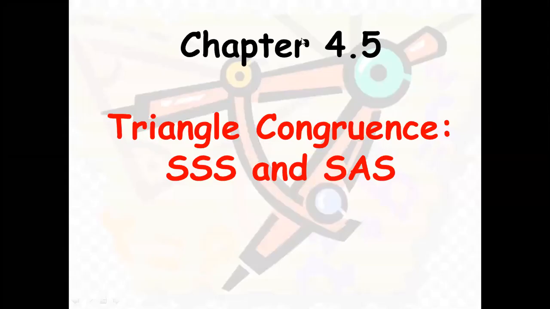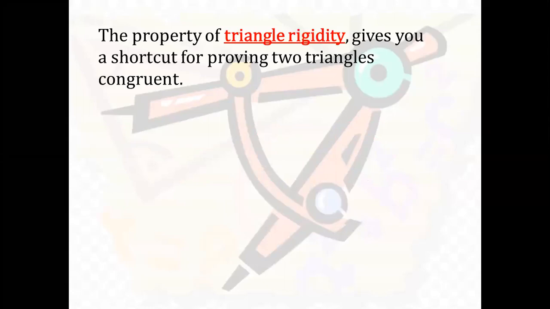Hello everyone. So in this video you will be learning lesson 5 of chapter 4, which is about triangle congruence, and we are going to learn to prove that triangles are congruent by using the properties of SSS and SAS. Now what do SSS and SAS mean? SSS means side side side and SAS means side angle side. You will get to know about them in detail once we start the lesson.